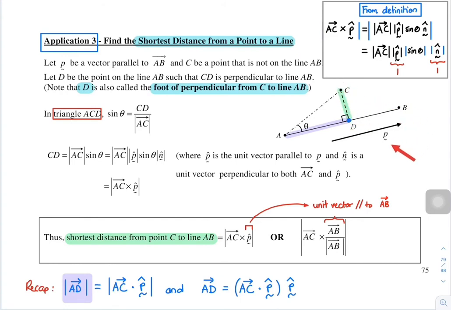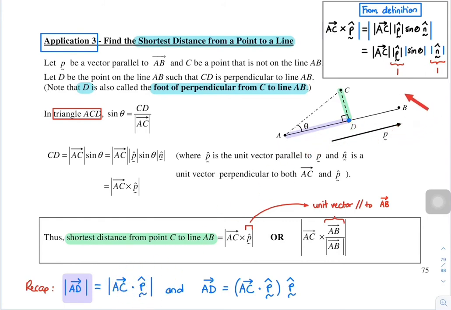Let's do a quick recap. Previously, the dot product was used to find the distance AD over here. The formula for the dot product is we take the vector AC, we dot with the unit vector parallel to the vector AB. In this case the unit vector is P hat. This vector is P, so the unit vector is P hat. So the formula is this. When we use this formula, we will get this distance.